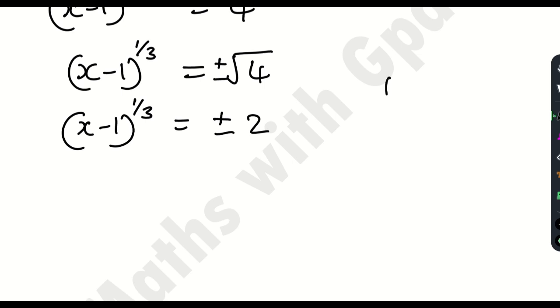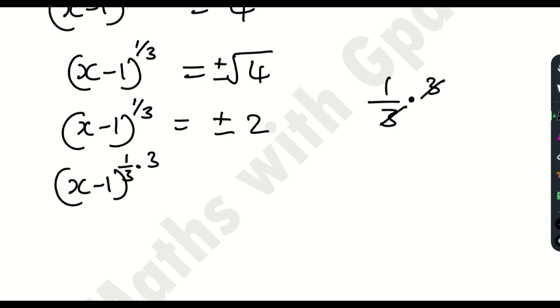For you to get rid of this denominator of 3, you have to multiply it by what? By 3. So you are multiplying this by 3 because this cancels this. Which means I'm going to apply the cube of both sides. So watch this now. It's going to be x minus 1 all raised to the power of 1 over 3 times 3. So do the same thing to the right hand side. So that will be 2 raised to the power of what? 3. Beautiful. Now let me just wrap this in a bracket.